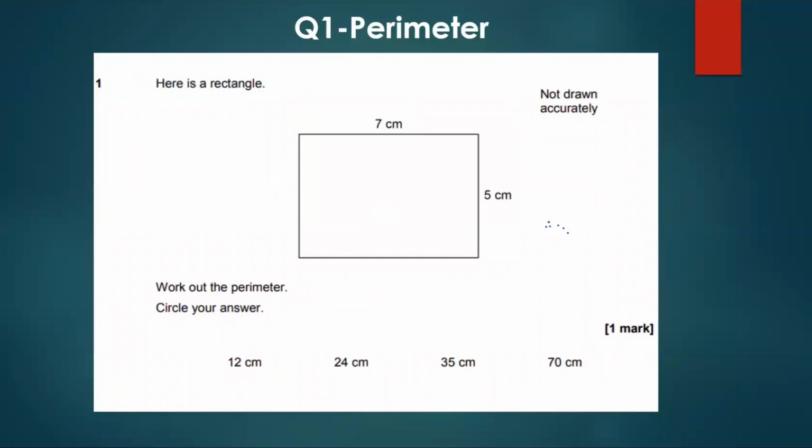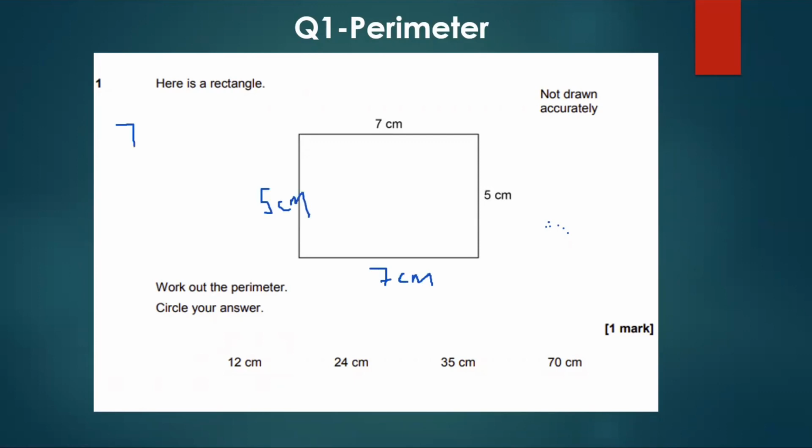Question 1 is a perimeter question. Here is a rectangle. Work out the perimeter. Circle your answer. Well, perimeter, guys, means the distance around the whole shape. So this is 7, this is 5. It's a rectangle, so opposite sides have the same length. So this is going to be 7, this is going to be 5. So the perimeter, guys, is 7 plus 5 plus 7 plus 5.